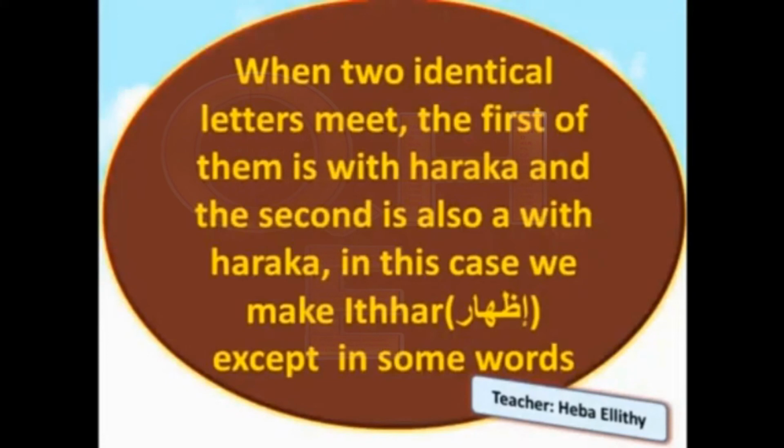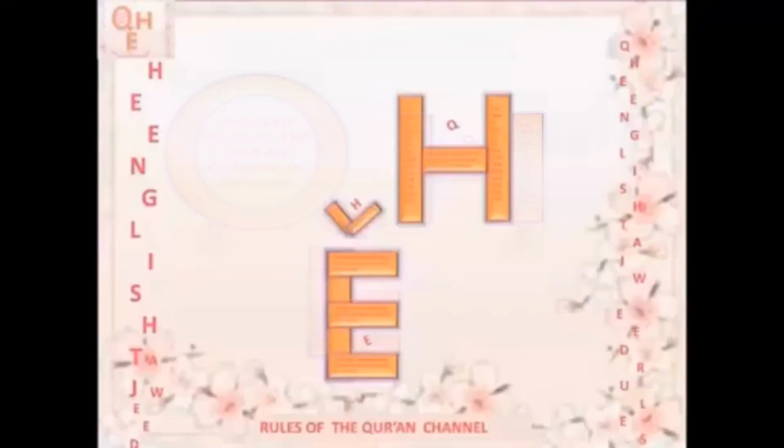Total what we said today: when two identical letters meet, the first of them is with haraka and the second is also with haraka. So the two letters are with haraka and both of them the same letter. In this case, we make إظهار, except some cases or some words. And we explained it today. By this, our lesson for today is completely done.